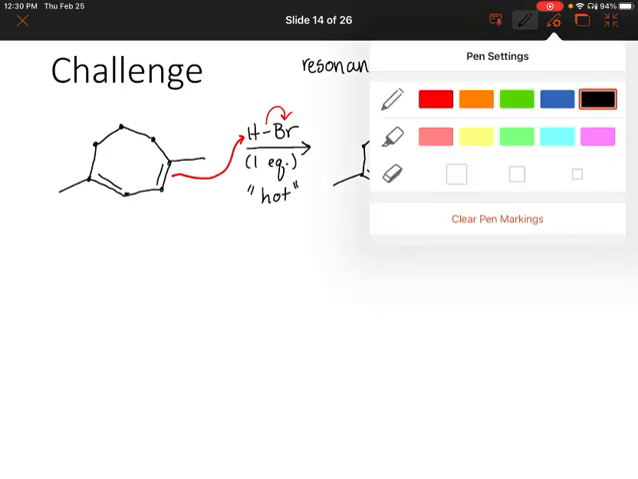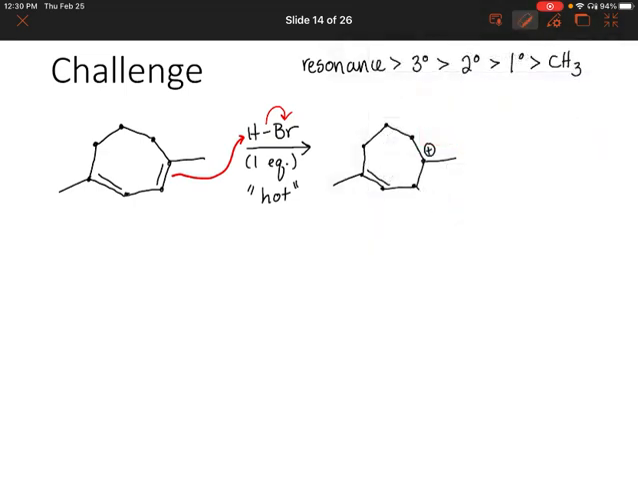So that means in this case, hydrogen is actually going to add to the more substituted carbon, so that we can then form a resonance structure. So even though that carbocation is a secondary carbocation, it can go through resonance and that charge will be shared with another carbon, which is way more stable than just a tertiary carbocation.